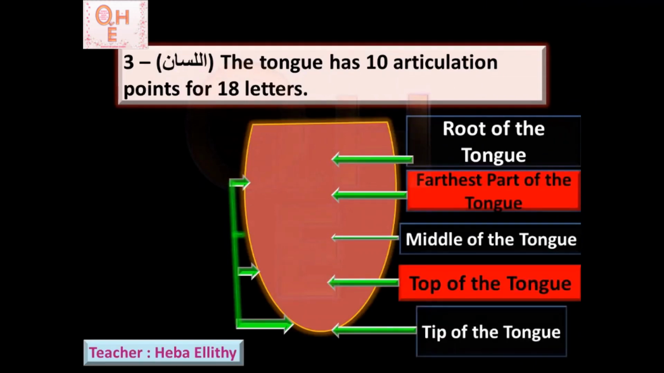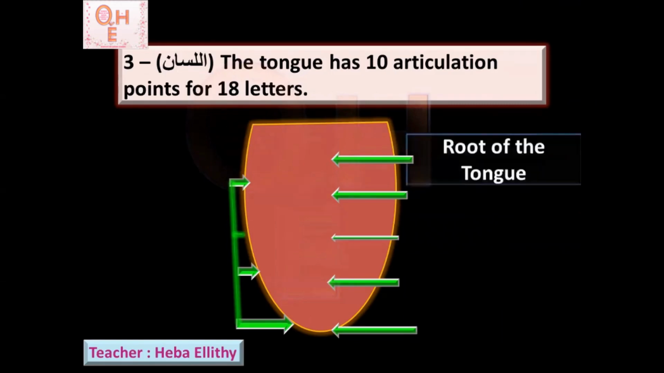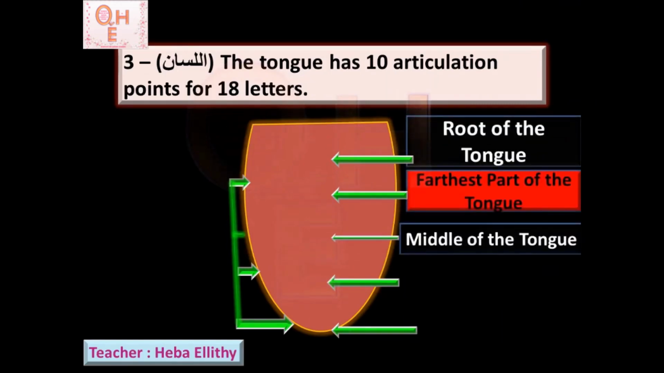To remind you very quickly about the tongue picture, al-lisan, the tongue has 10 articulation points for 18 letters. This area is the root of the tongue. The farthest part of the tongue is here, and we finished it in the classes before. The middle of the tongue we finished too in the classes before.